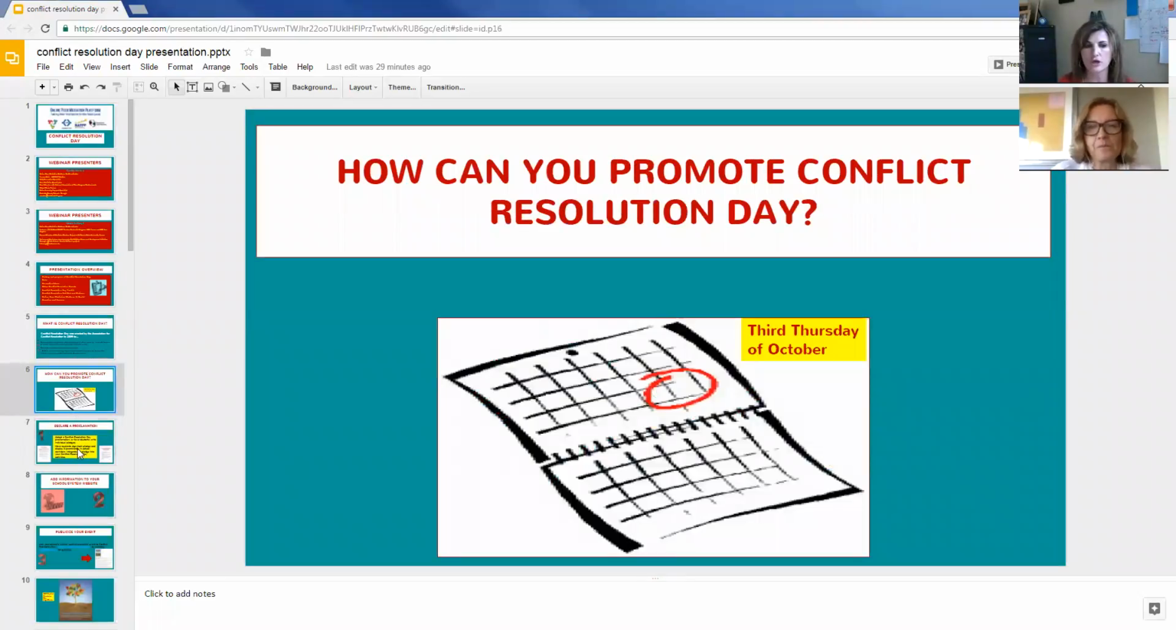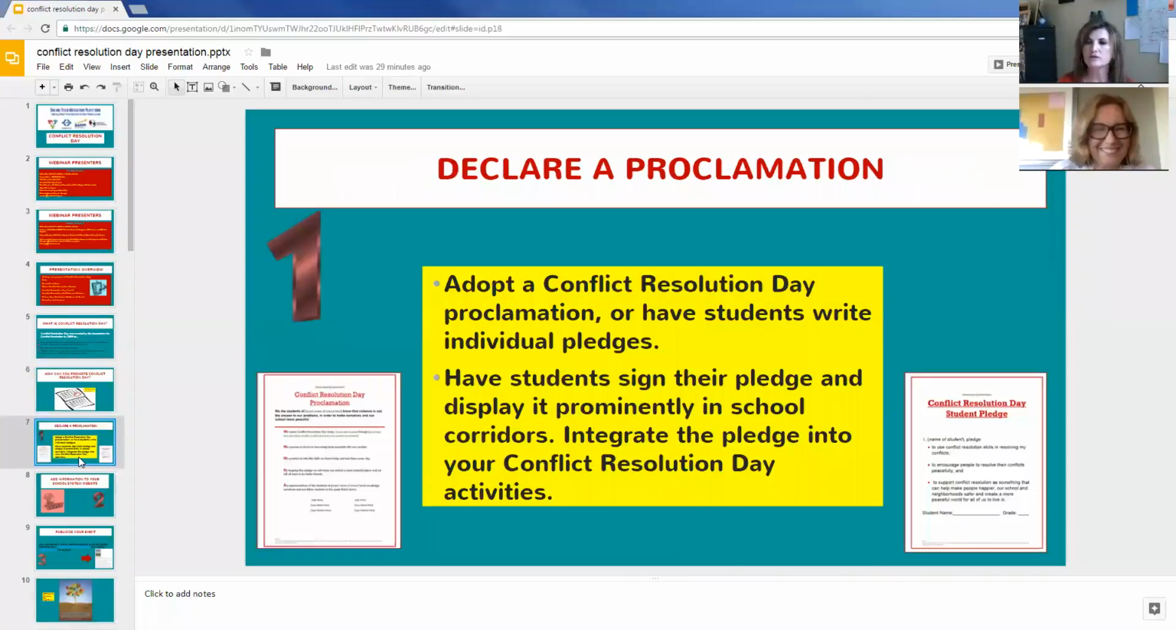So again, just as a review, third Thursday of October. Some of the ways, if you're a school person, and we're really basing our presentation today around schools, is, before Conflict Resolution Day occurs, to get your superintendent or your principal to adopt a Conflict Resolution Day proclamation, or have your students write pledges. That's what I did. And the students will then post their pledges. You could do it on a bulletin board or in the halls, really just to say that we are going to pledge to use some conflict resolution strategies, or we're going to learn conflict resolution strategies if they don't know them.